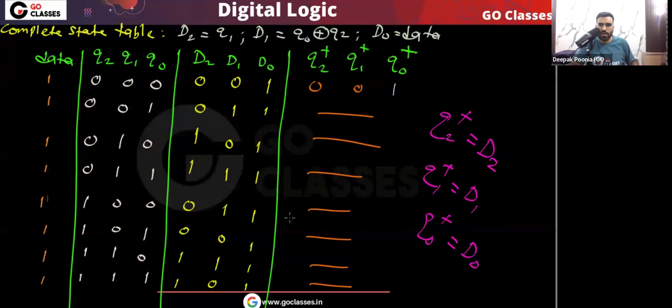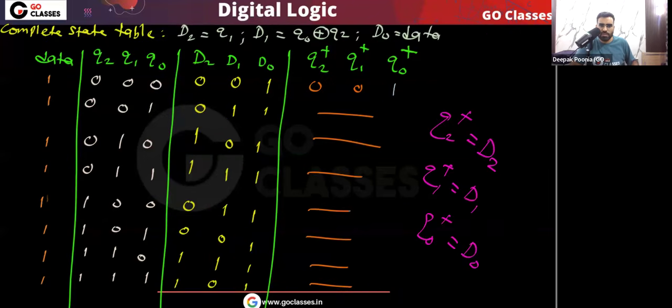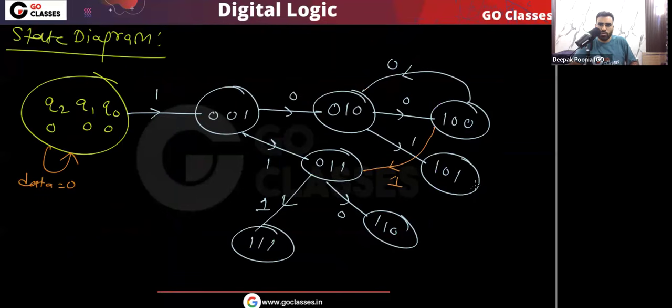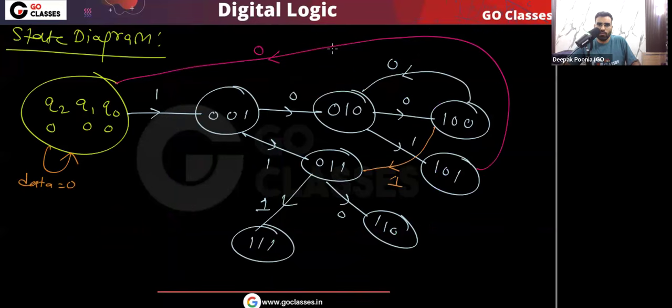Now let's see state 5. From state 5 we are going to state 0 on 0. And from state 5, on 1 we are going to state 1.